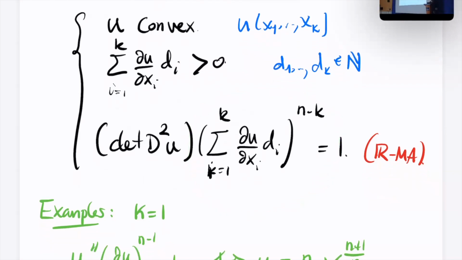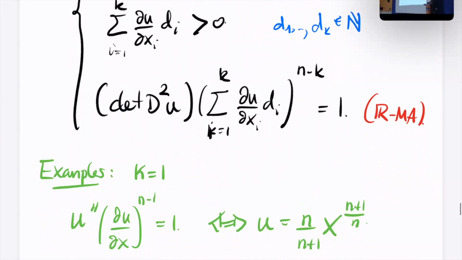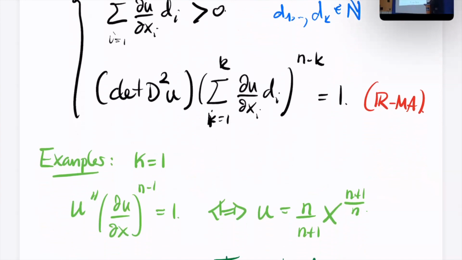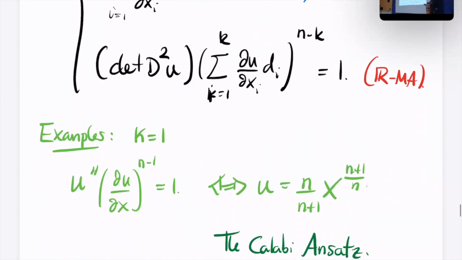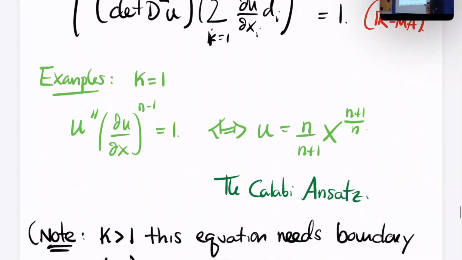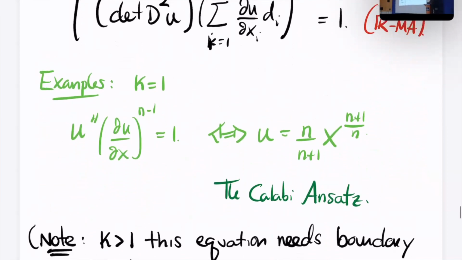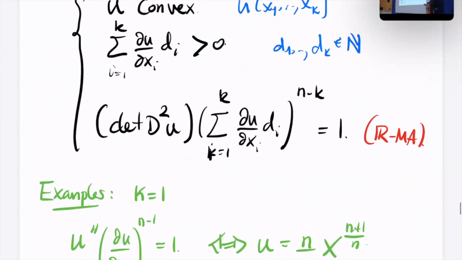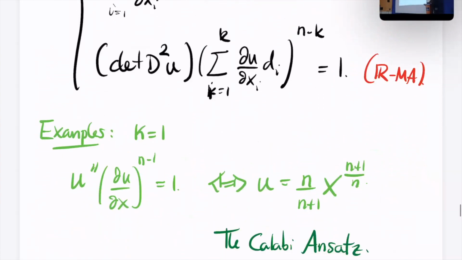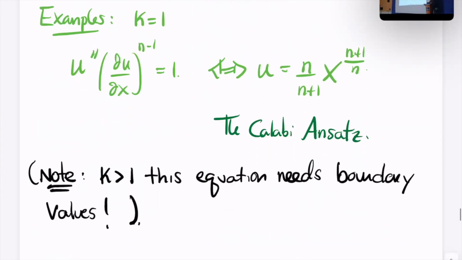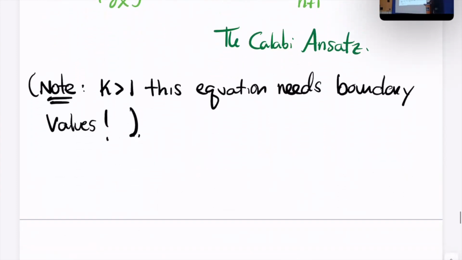Okay, so as a sanity check, you can start with the example when k equals 1. So this should be the case of one divisor, which is the Tian-Yau case. You get an ODE. And that ODE has a solution, which is exactly this Calabi ansatz that appeared in the work of Tian and Yau. So there's an observation, which is that when k is bigger than 1, then this equation doesn't really make sense without some choice of boundary data. And that's where the inductive structure starts to play a role.